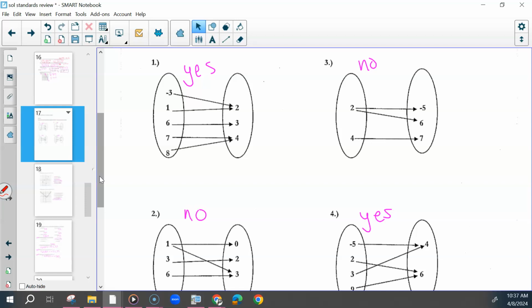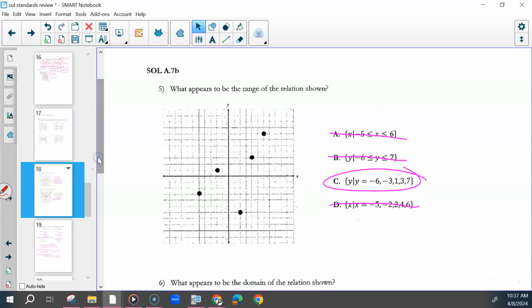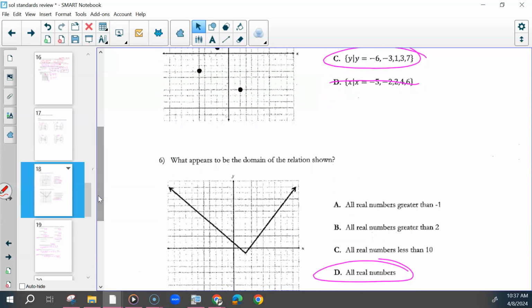And then on the next page, domain is all of your x values, left to right, least to greatest, and then your range is your y values, lowest to highest, also least to greatest. So 5 was C, and 6 was D.